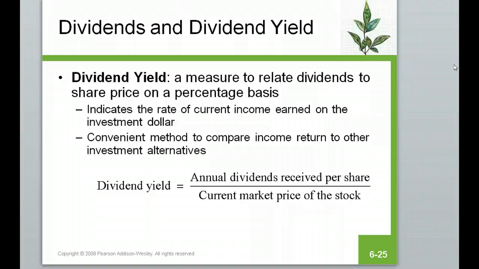Okay, let's look at the dividend side of it. If you should purchase a security that has a dividend, you would be interested in the dividend yield. It is a measure of dividend to share price on a percentage basis, and indicates the rate of current income earned on the investment dollar, a convenient method to compare income return to other investment alternatives. So you take your annual dividend received per share divided by the current market price of the stock. As I've talked about my FTR stock there, I bought it around the $4 range, and my current yield on dividends there is 10%. By using the dividend yield, I can compare this with other bonds or other stocks to see if it's worth the risk of taking. And of course, you guys know I purchased the FTR stock here, and this would be just one tool that you could use to see if you want to purchase a stock.